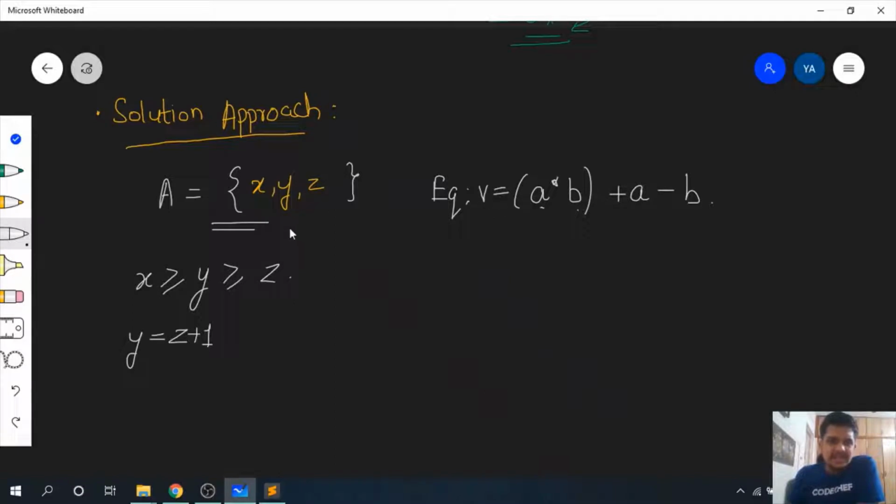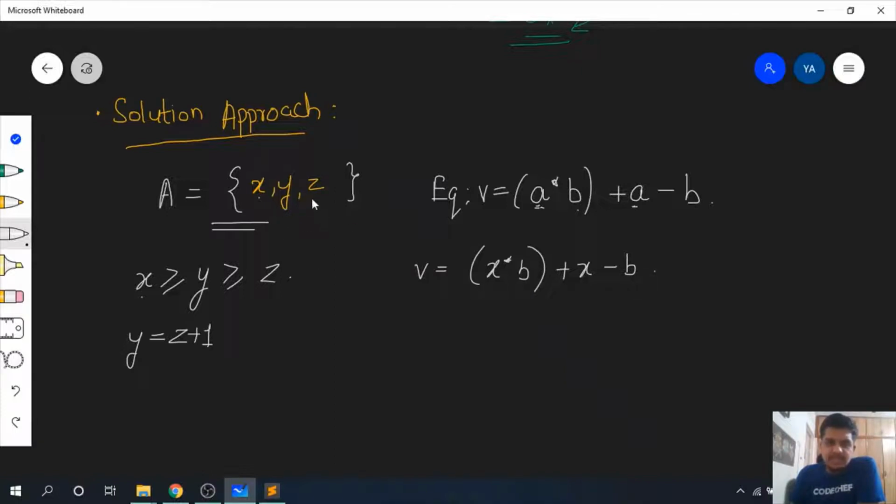Now we can clearly see that the value of a should be the greatest element, that is x, because a contributes to the value, making it maximum depending upon how big the value of a is. So a should be the greatest value in the array. So we can phrase the array as x into b plus x minus b. Now let us see what should be b.